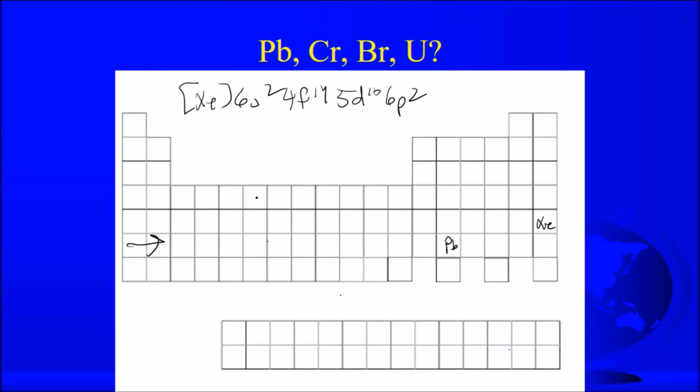How about chromium? Chromium is right here. Chromium is number 24. Which is the noble gas that's closest to chromium? Okay, so for chromium you put down argon, which is right here, and then you continue there. 4s2, 3d4. Okay, let's stop right there.